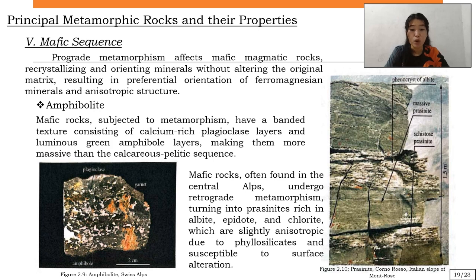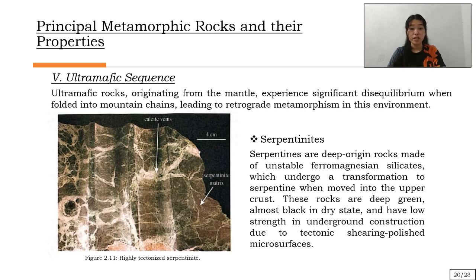Prasinites have distinctive white spots, albite, a green matrix of chlorite, and a slightly anisotropic nature. They are susceptible to changes at the Earth's surface. As you can see in Figure 2.9, amphibolite, Swiss Alps, and in Figure 2.10 you can see an example of prasinite. So the last sequence will be the ultramafic sequence.